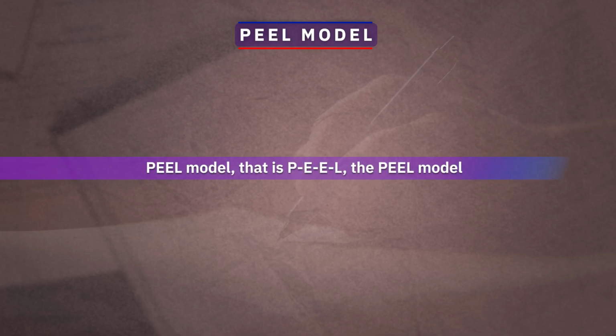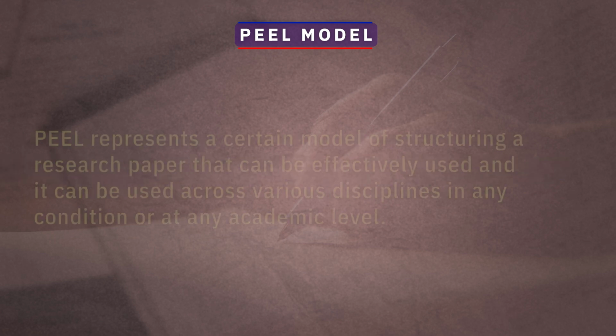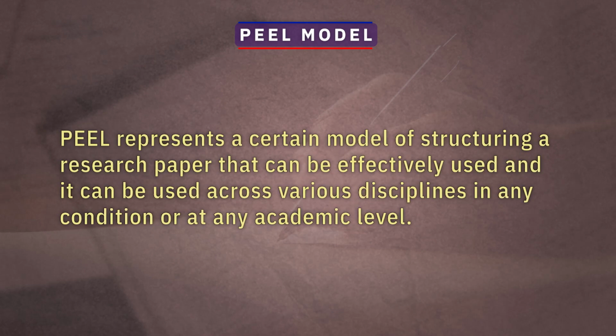So in this section, how do we structure it, and how do we do it more effectively? We can do it through the PEEL model, that is P-E-E-L. This represents a certain model of structuring a research paper that can be effectively used across various disciplines and at any academic level.